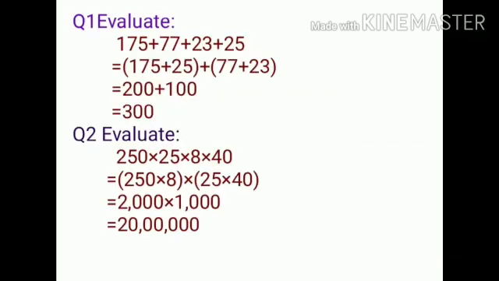Children, here are two questions. In the first question, we have to evaluate, means we have to add the numbers. 4 numbers are given here. Students, we have to arrange the numbers. What do we have to do first? We have to arrange the numbers. We will add those numbers together which give a result that is a multiple of 10.